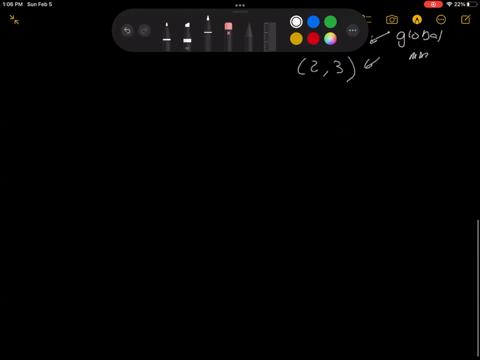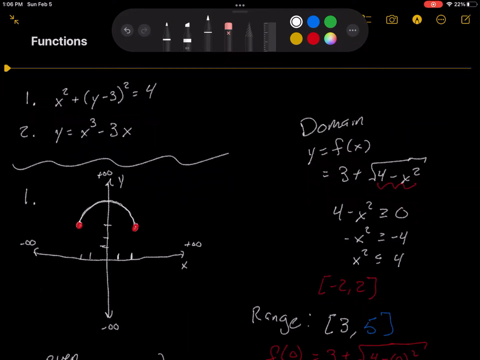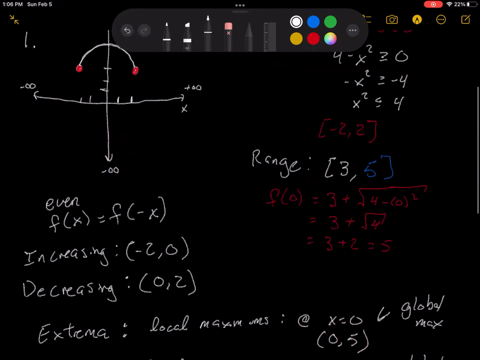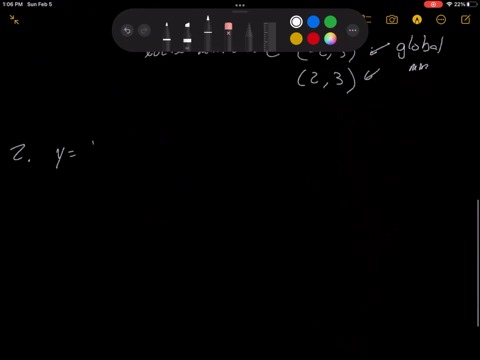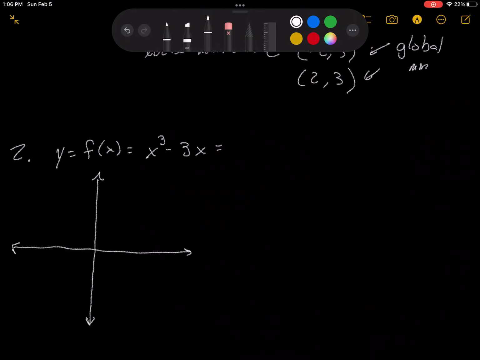All right, let's switch gears and talk about the second function. The second function is already written y as a function of x. Y as a function of x is x cubed minus 3x. All right, now if I want to graph this, let's pull out an x and write this as x times (x squared minus 3).